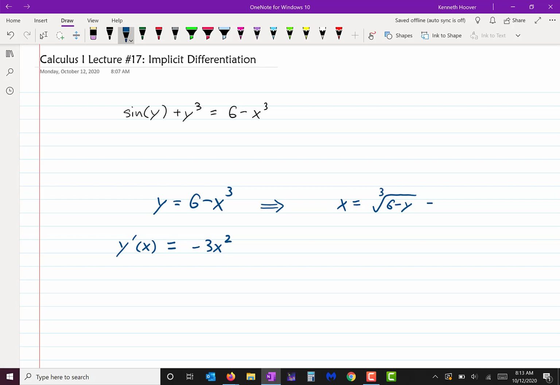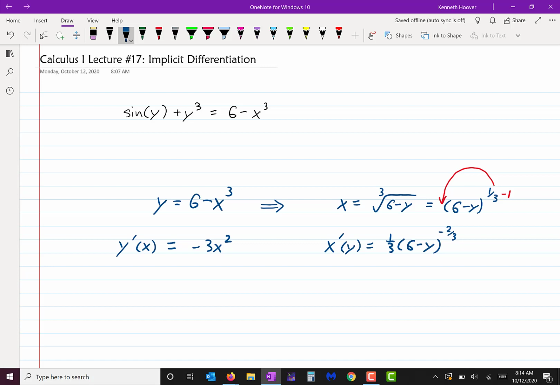Which is, maybe I should write this way, 6 minus y to the power 1/3. So there's nothing stopping us if we wanted to find the derivative of x with respect to y. And in that case it would be, now this is going to give you some practice on the chain rule. What should I do? I should take that down. So I get 1/3 times 6 minus y, and then what should I do next? I should subtract 1 from that, so the exponent would now be negative 2/3.